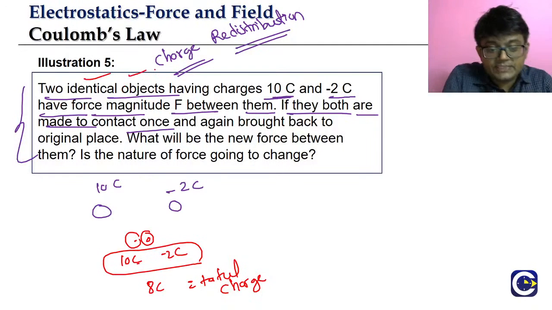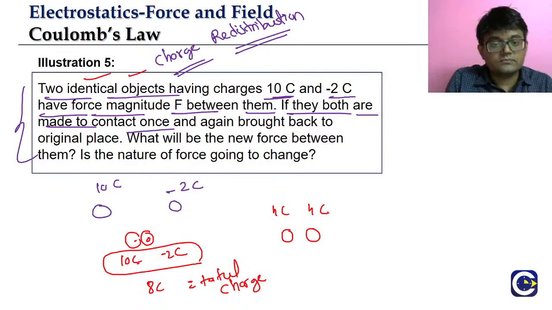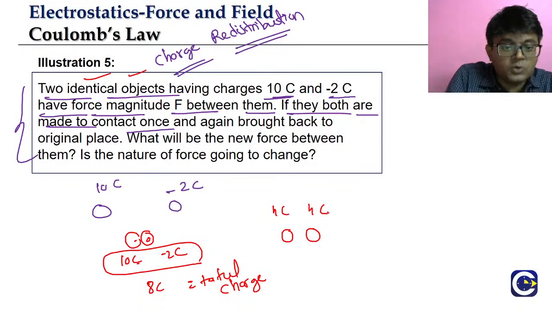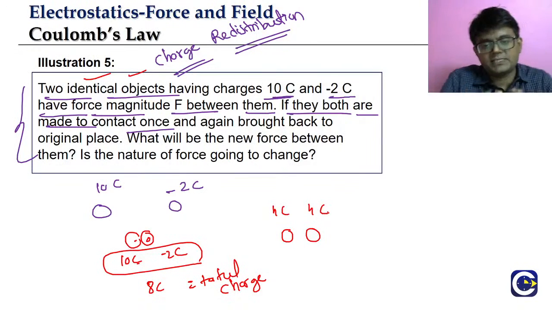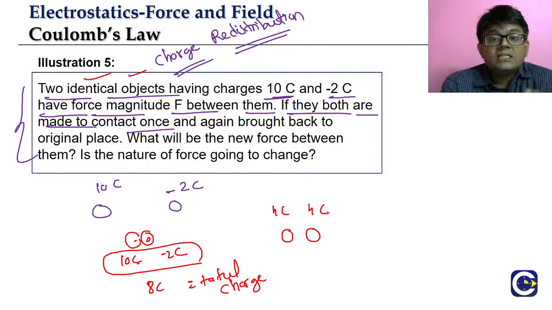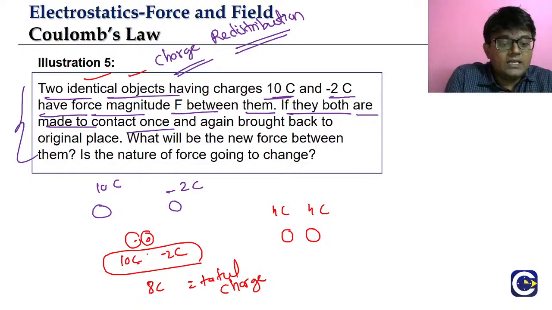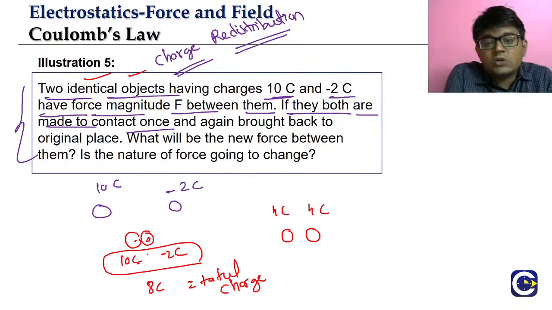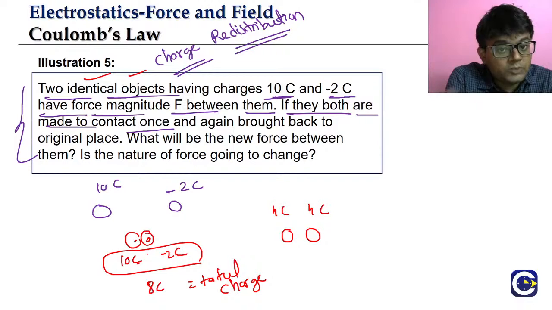Because they are identical objects, how is it going to be distributed? Equally. In this object we will get 4 coulomb charge, and the other object also will get 4 coulomb charge, because these are identical objects. So this is what we call charge redistribution on identical objects. Whatever the total amount of charge available, on one side we have a positive charge and on the other side a negative charge, so the charge gets cancelled; positive and negative will cancel. If you have both positive, they will add, and the two values will be added.